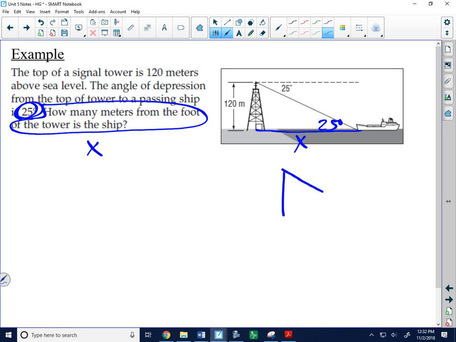All right, so now it's a trig problem. There is a right angle there. It might be hard to see. Assuming it's perpendicular to the ground. And this is 120, and this is x, and 25 degrees.